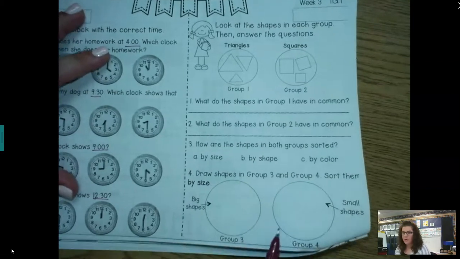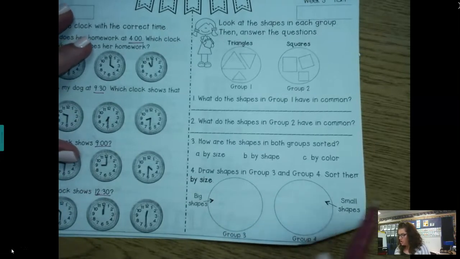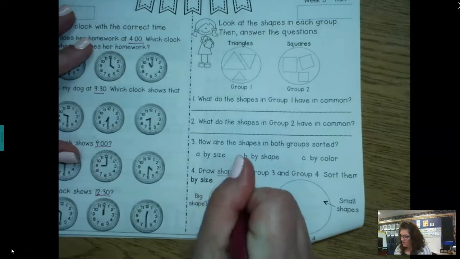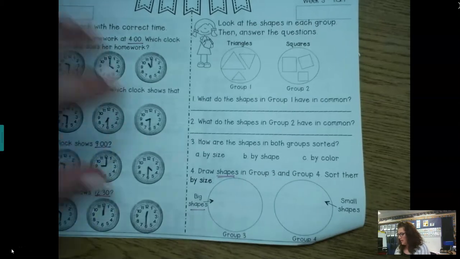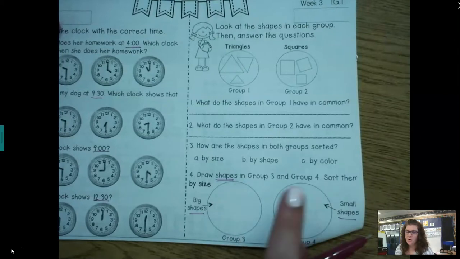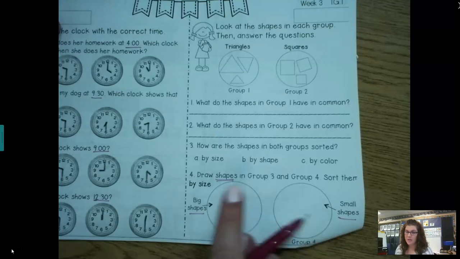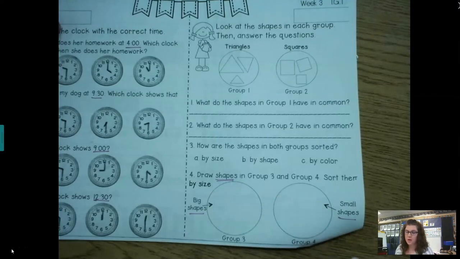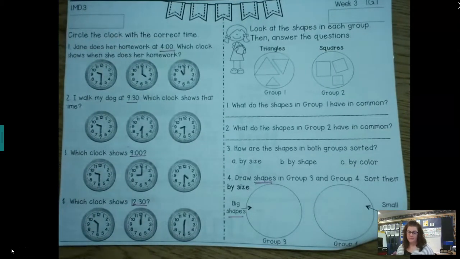And then number 4. It asks us to draw shapes in group 3 and group 4. Sort them by size. You can draw any shapes you want, but you have to sort them by the size. So we have big shapes on the left and small shapes on the right. Hit pause. Make sure you are all done with page 22. Come back when you're ready.